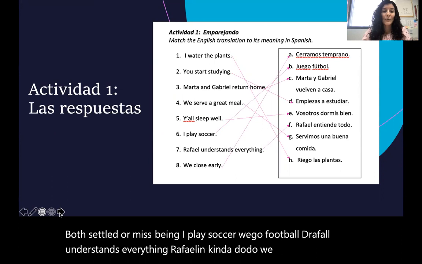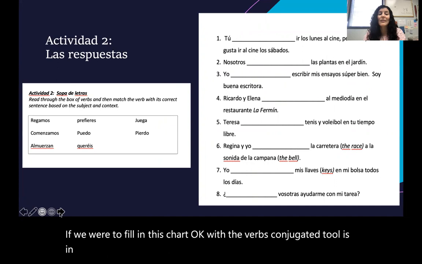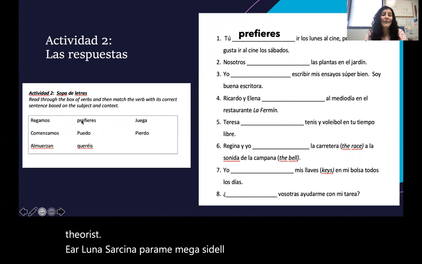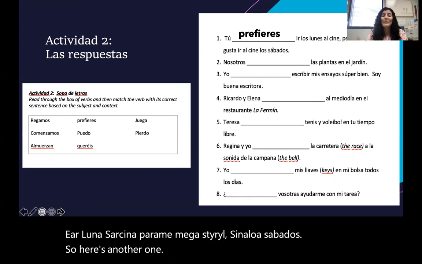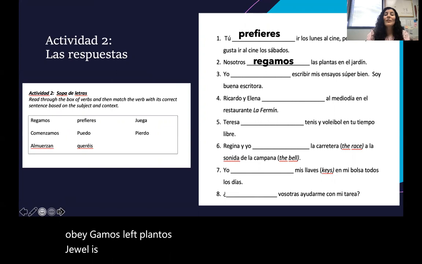Now, if we were to fill in this chart with the verbs conjugated, tú is in the boot, so that means it has to stem change. So tú prefieres ir los lunes al cine, pero a mí me gusta ir al cine los sábados. Here's another one. Nosotros, outside of the boot. Remember, nosotros and vosotros never stem change. So in that one, we're going to say regamos las plantas. Yo is inside the boot, so that one has to stem change. So yo puedo escribir mis ensayos súper bien. Soy buena escritora.